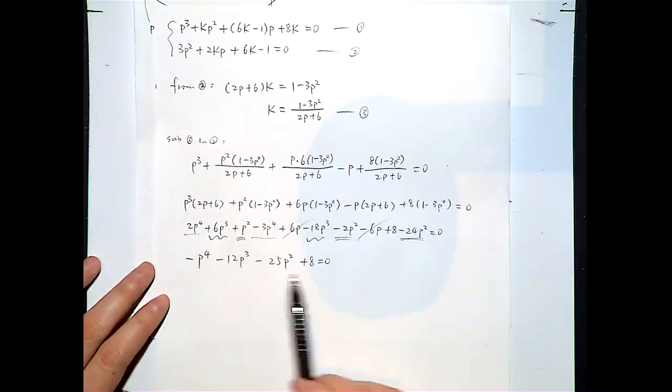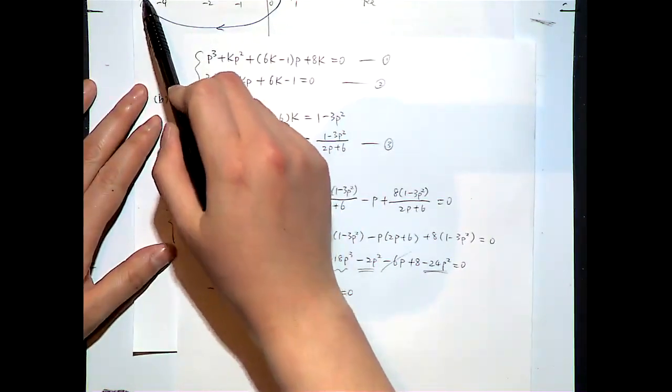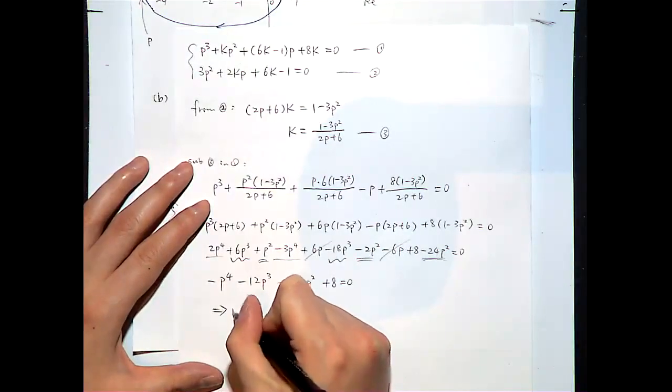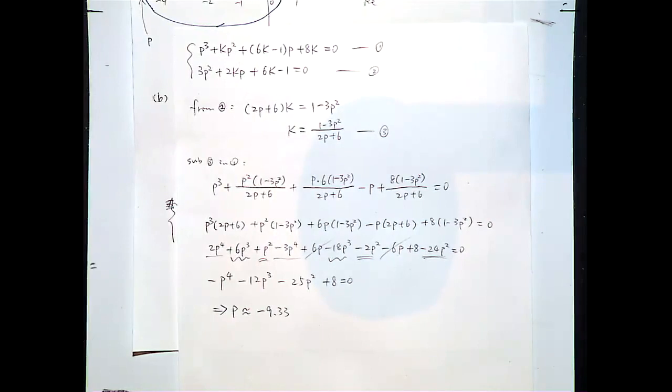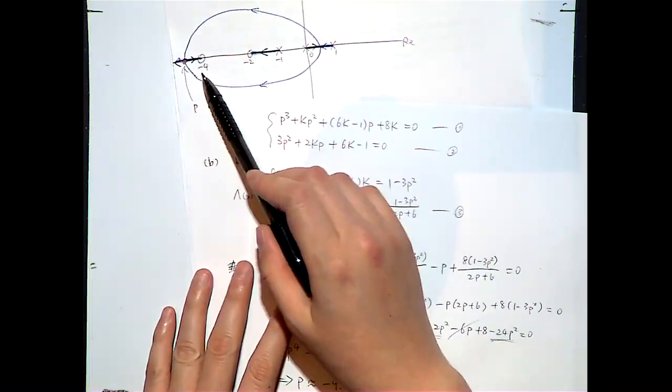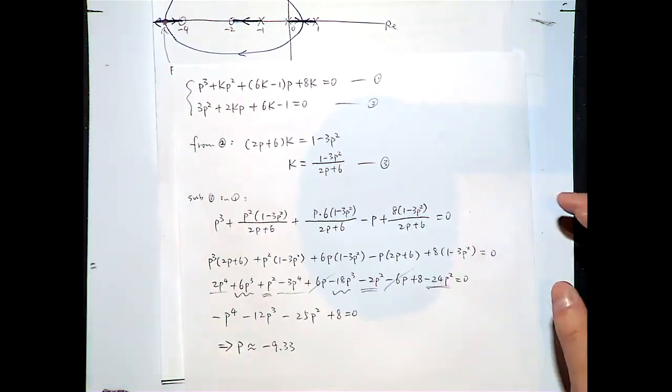So if you solve this, you can find one of the solutions on p, which corresponds to this point. p is roughly negative 9.33. If you really need to solve this kind of thing in exam, you take out your calculator. You first sub in maybe 1 and find that it's like negative 30. It's not close to 0, so you sub in a larger number, and eventually, you know that it's below negative 4, right? So you can just sub in, say, negative 5, negative 6.